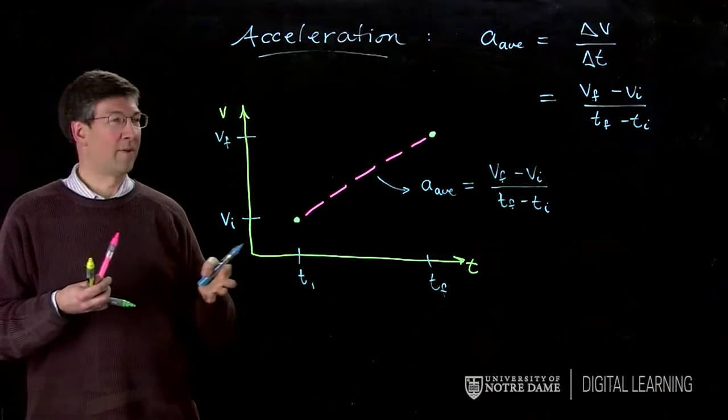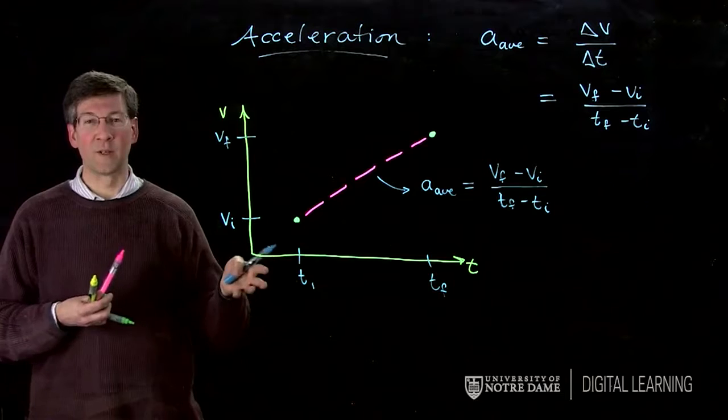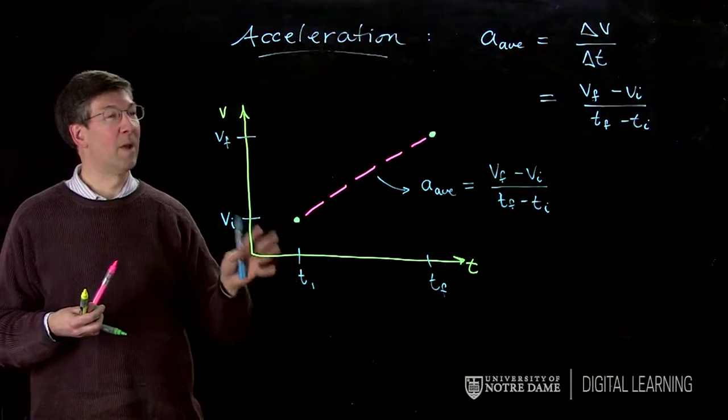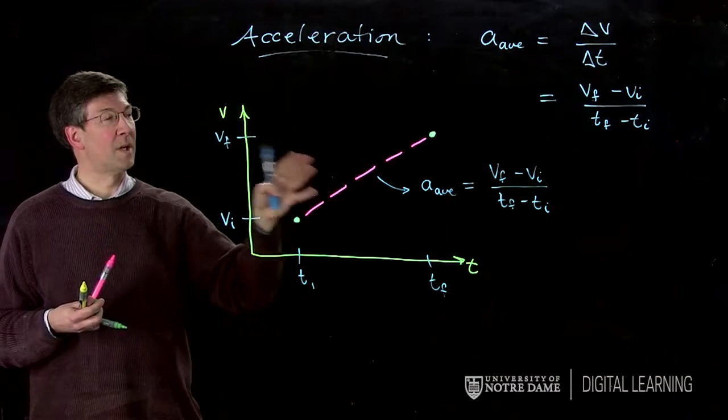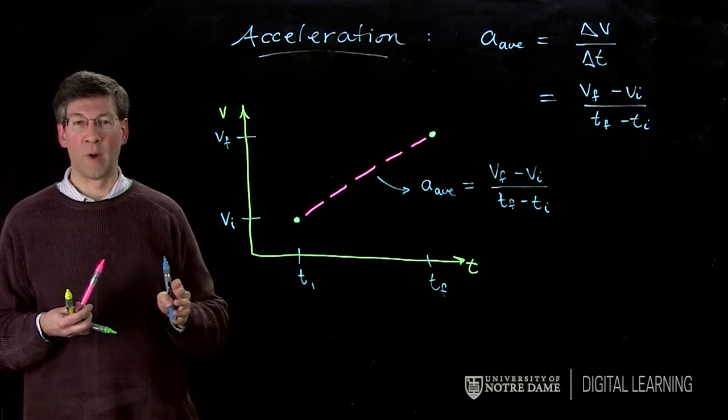So this is a fundamentally different plot, even though it looks identical to what I just drew for position versus time, because now the vertical axis is speed. But the acceleration and the velocity are still related in the same way.